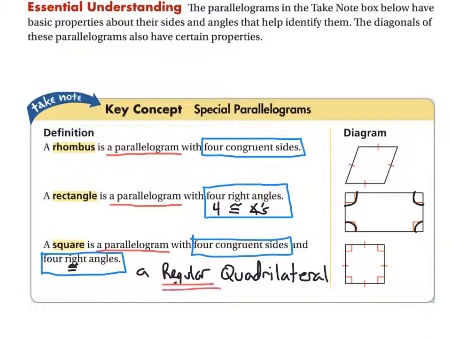Remember that vocab word for regular. A regular polygon is a shape that is both equilateral, meaning all sides are congruent, and equiangular, meaning all interior angles are congruent. Okay? So there are the definitions for rhombus, rectangle, and square.